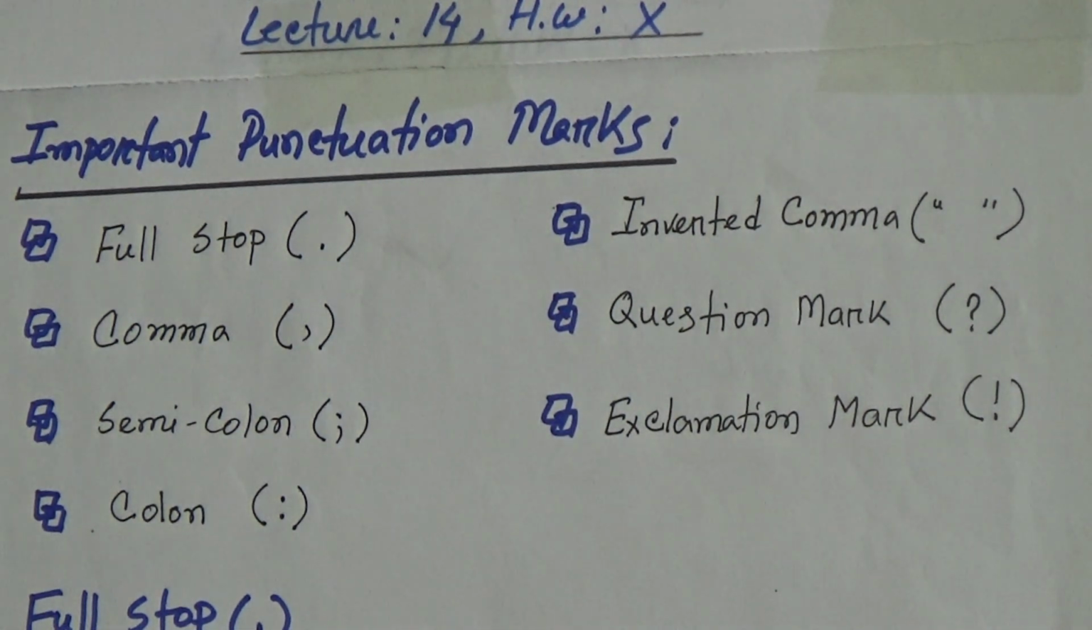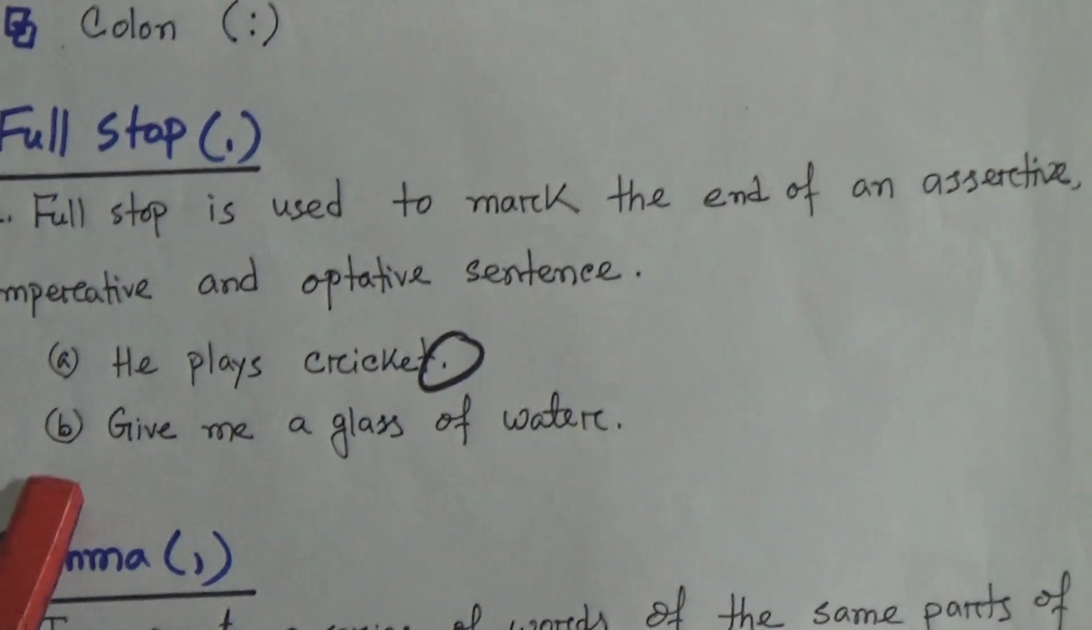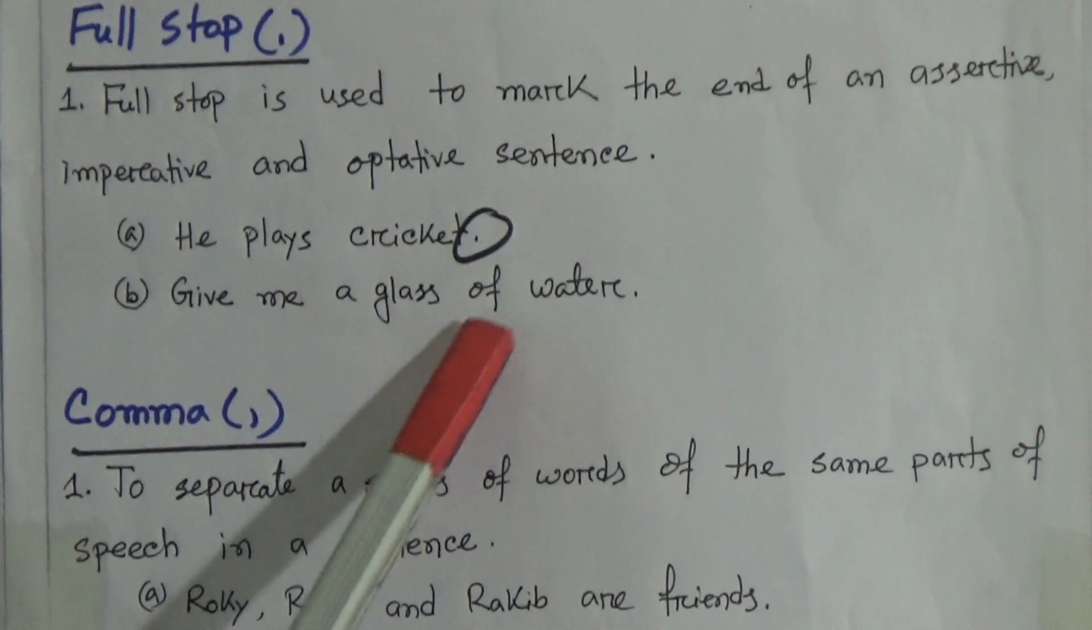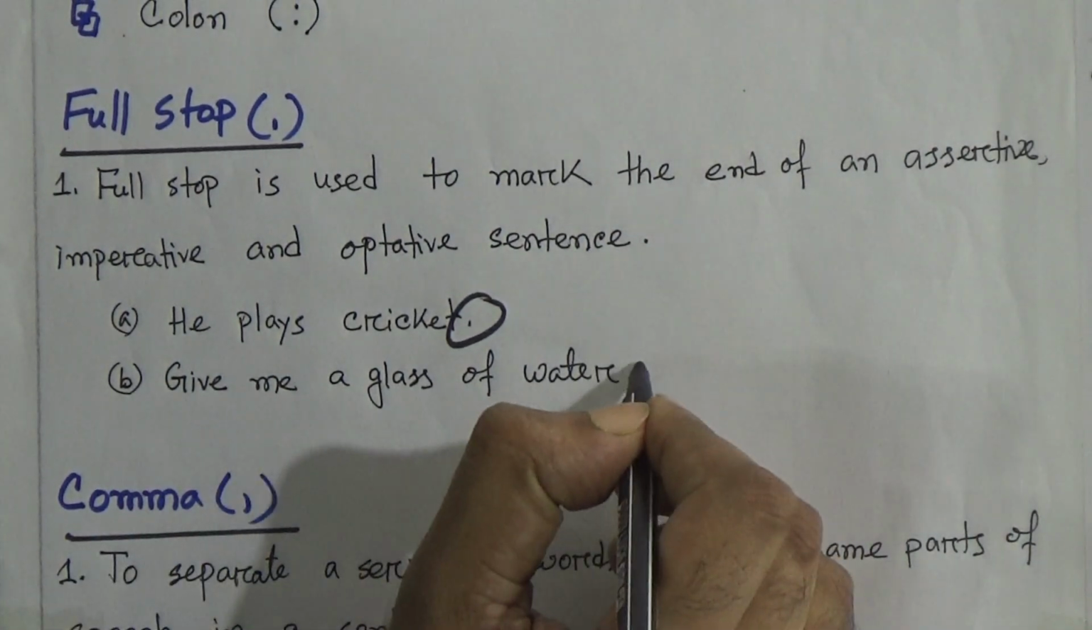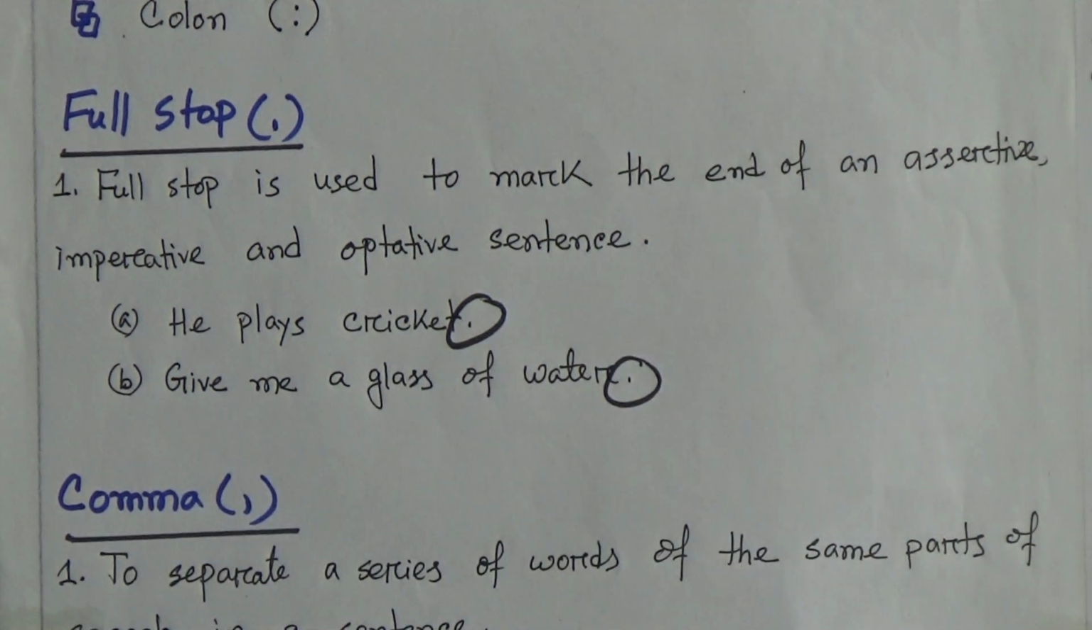Full stop. Full stop is used to mark the end of an assertive, imperative and optative sentence. For example, he plays cricket. Look, this is an assertive sentence, and at the end of this sentence we have used a full stop. Here, sentence number B, give me a glass of water. This is an imperative sentence, and at the end of the sentence we have used a full stop.